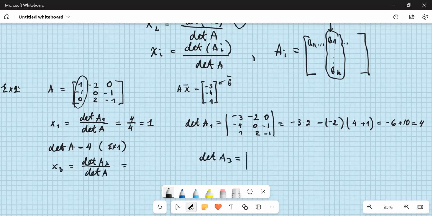Well, almost done. It's just the last matrix. So we copy matrix A: 1, minus 2, 0, minus 1, 0, minus 1, 0, 2, minus 1. And then instead of column number 3, we erase column number 3 and substitute actually this B row: minus 3, minus 4, and 1. And calculate the determinant.